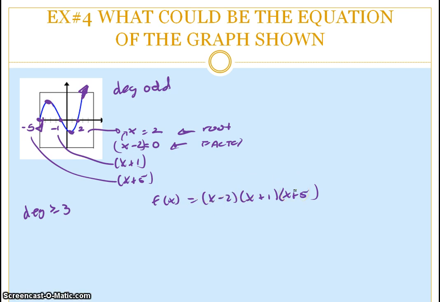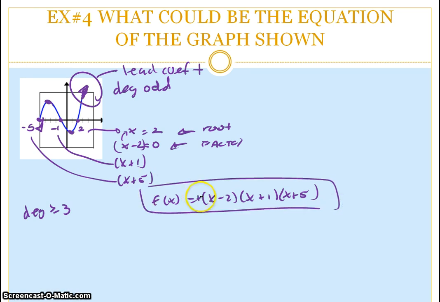an odd degree. On the right hand side it is going up, so that tells me that the lead coefficient is positive. So I have to have some positive number. Any positive number there really would work, so this would be an adequate solution. It could have been 2 over there, or 5, or any positive number. And that would be 1 possible answer. And you don't have to multiply it out.